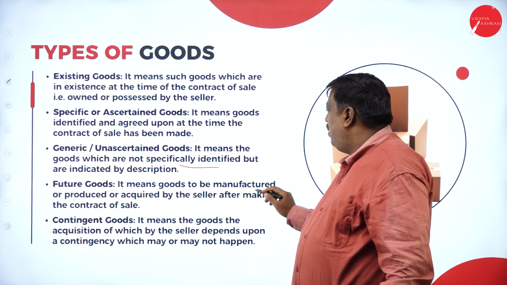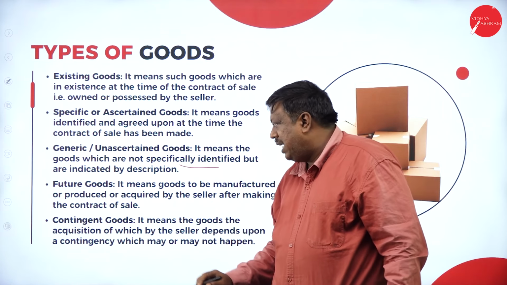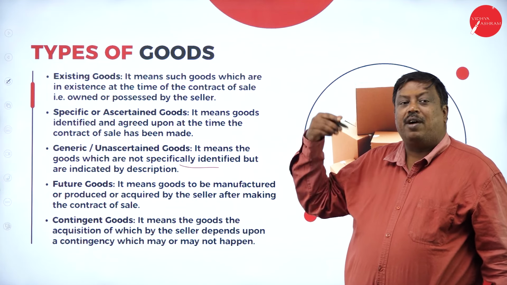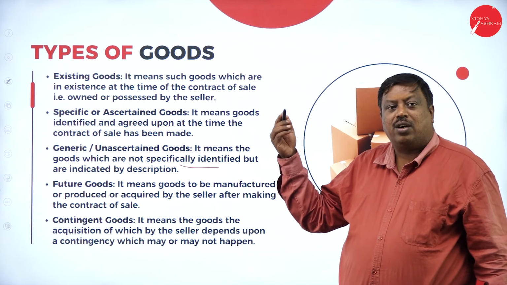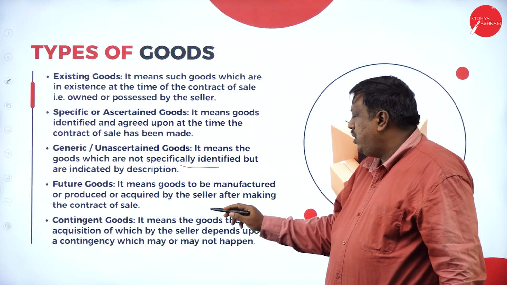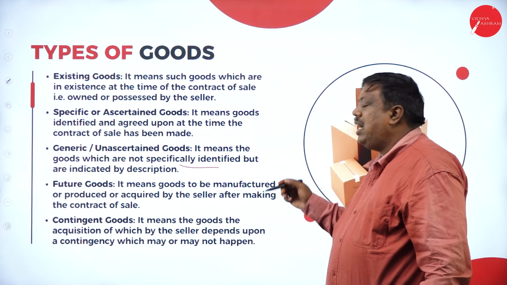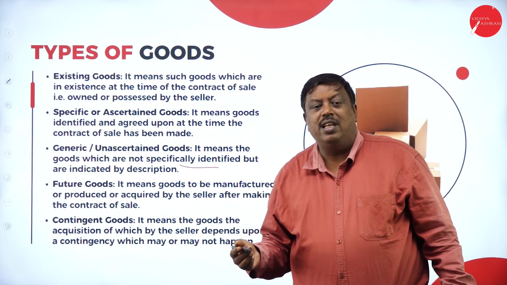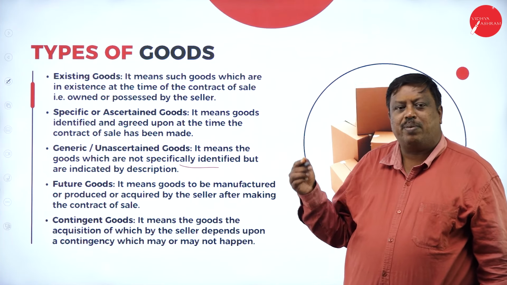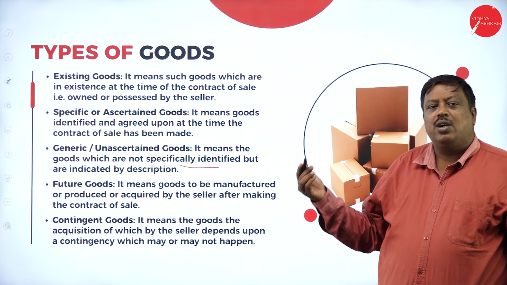Future goods means the goods are to be manufactured or produced or acquired by the seller after making the contract of sale. So the goods which will be produced later, it may be after 6 months or 1 year, are called future goods. Contingent goods means the goods, the acquisition of which by the seller depends upon a contingency which may or may not happen. So he doesn't know whether the goods we are producing can be sold or not. It may be sold or it may not be sold in the course of action.